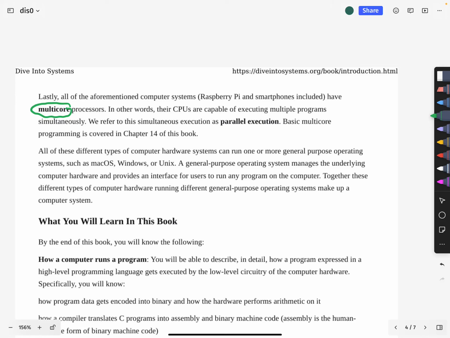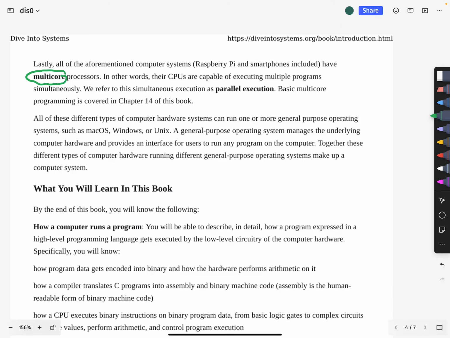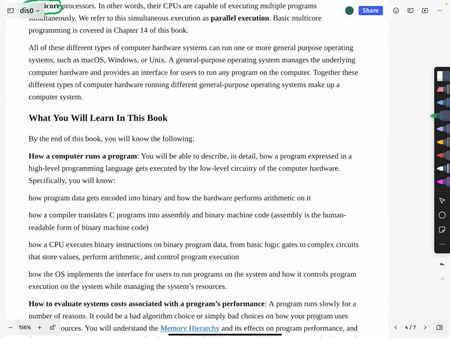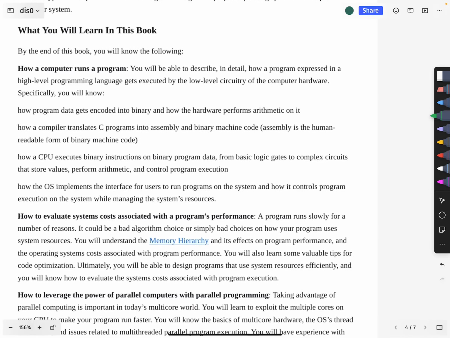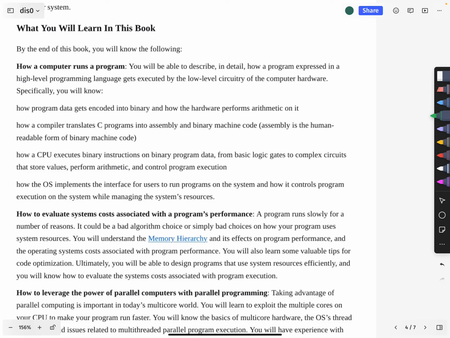So we'll be learning about that. And so this is the whole topic of how to do proper parallel execution. So there's that. Okay, what are we going to learn in this book?